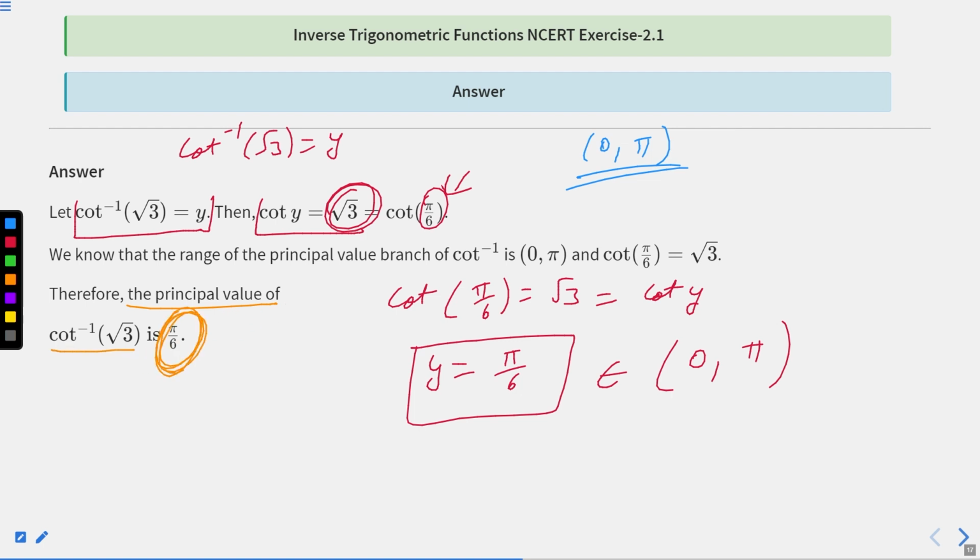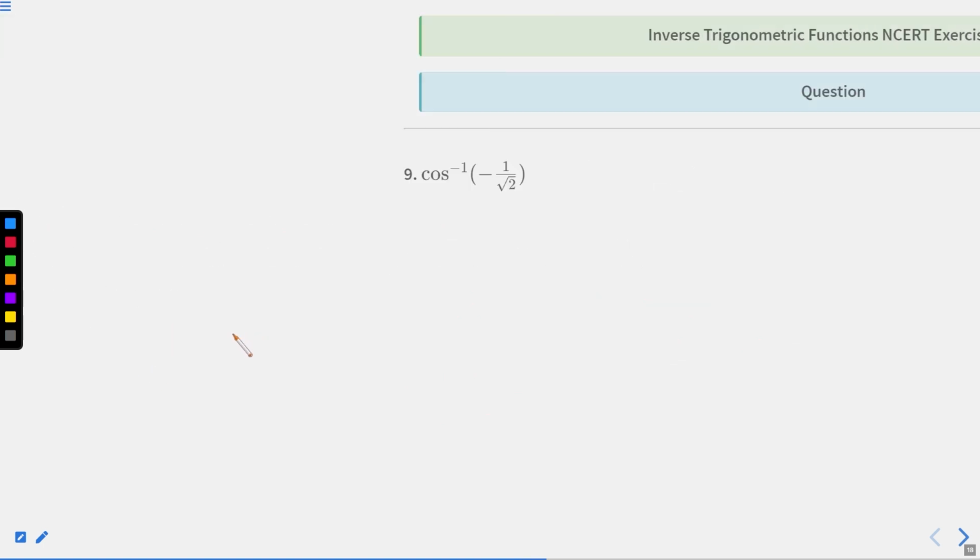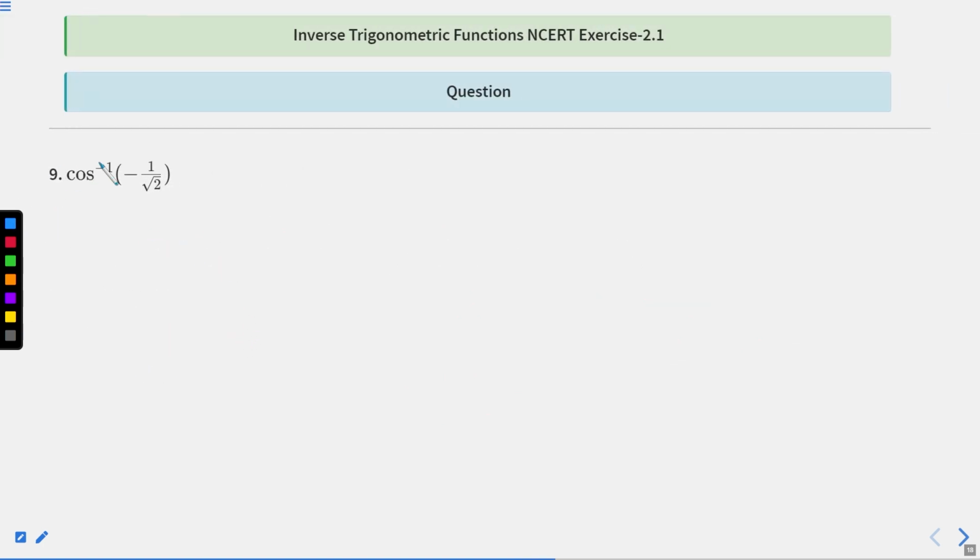Okay, now let's move to the next question. Question 9 says: find the principal value of cos inverse of -1 by 2. If you recall, the cos inverse function is defined from the closed interval -1 to 1, and the range is what? Closed interval 0 to pi. So if this is equal to y, then this y must belong to the closed interval 0 to pi.